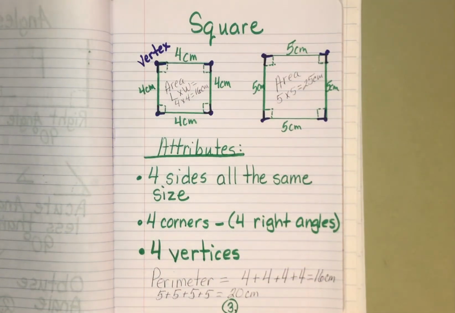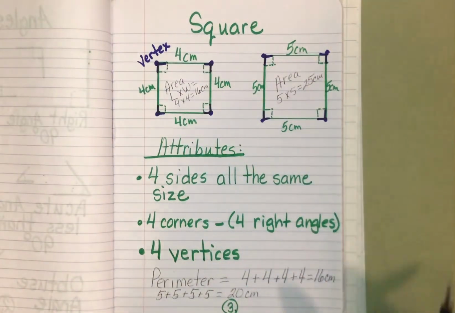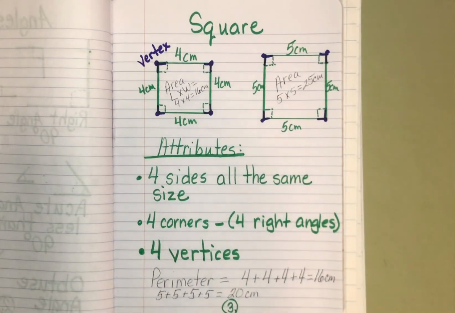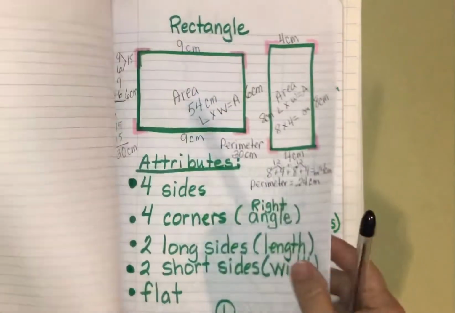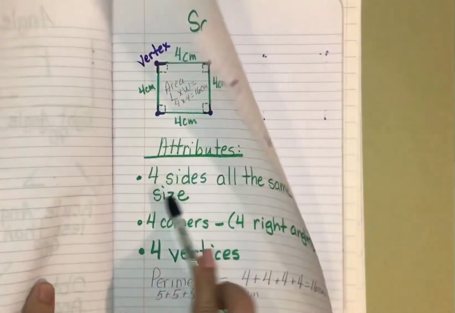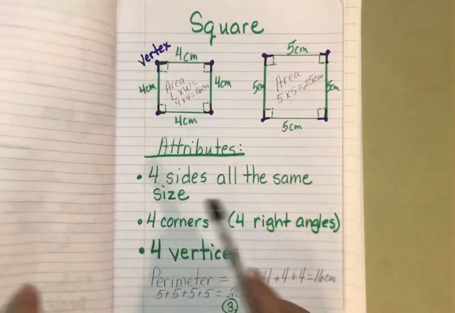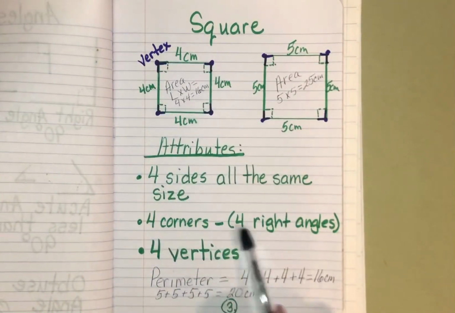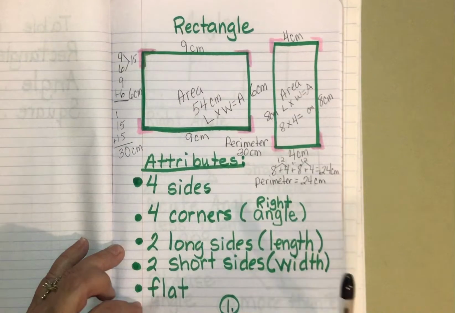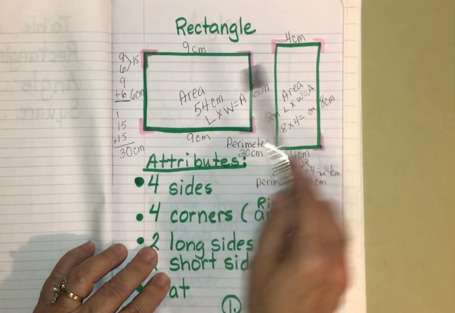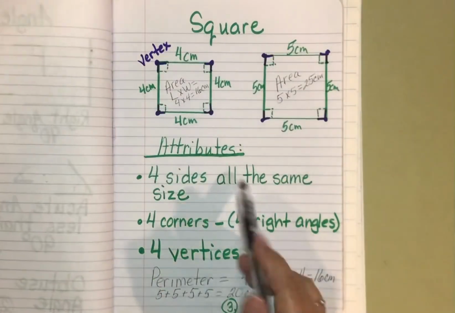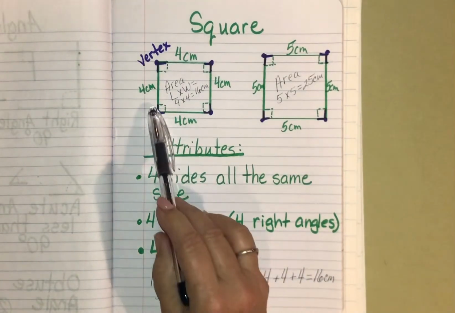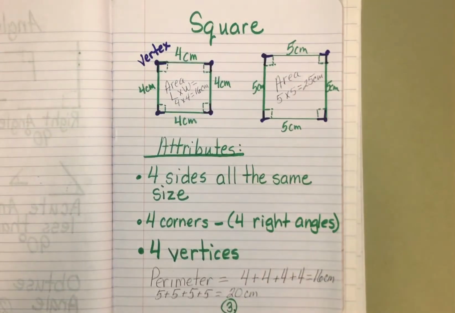All right. So boys and girls, that's today. That's the square. And again, we say that it's a special kind of rectangle, because if you look at the attributes of a rectangle, 4 sides, 4 corners or right angles, 4 vertices, 1, 2, 3, 4, they have the same attributes. The only thing that's different is that all of the sides are the same.